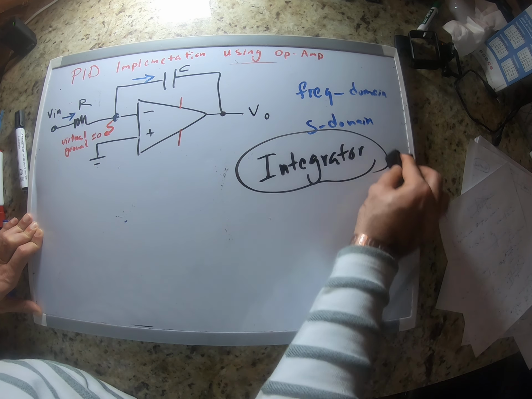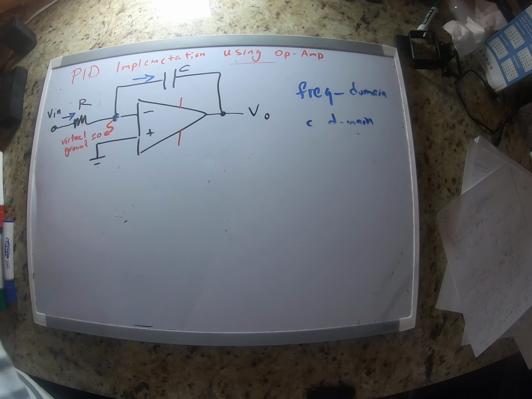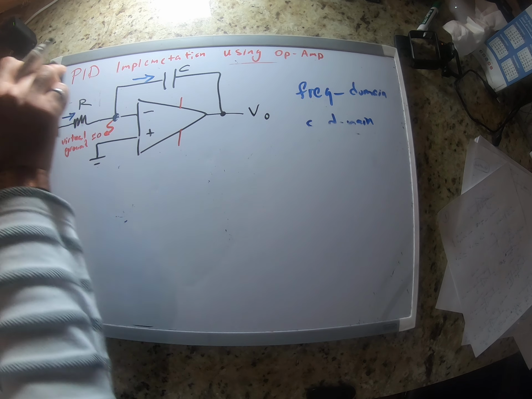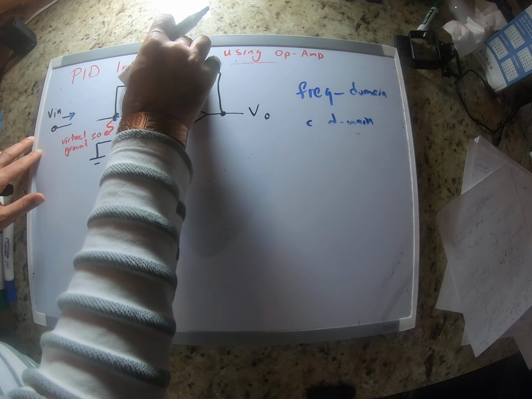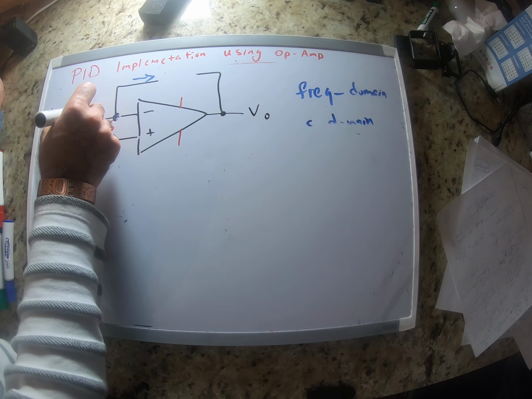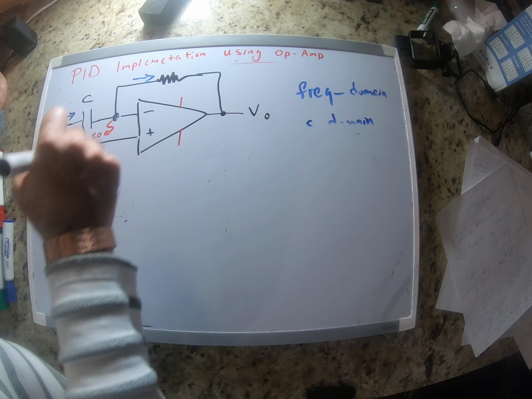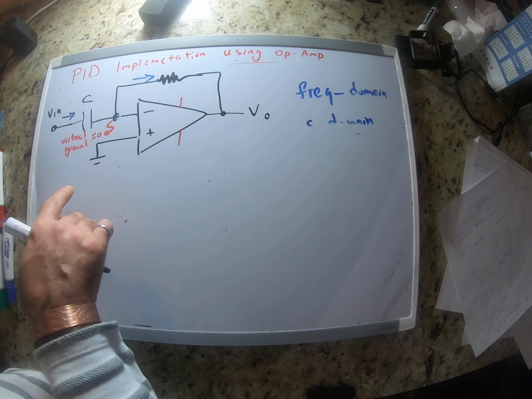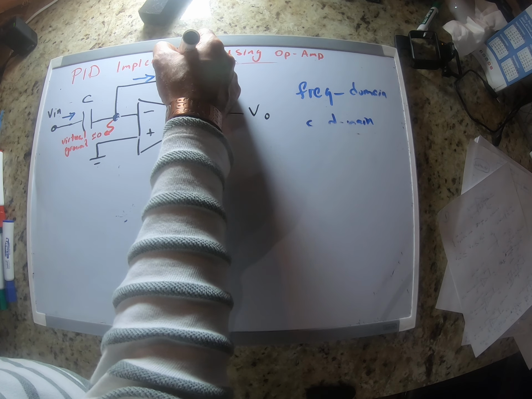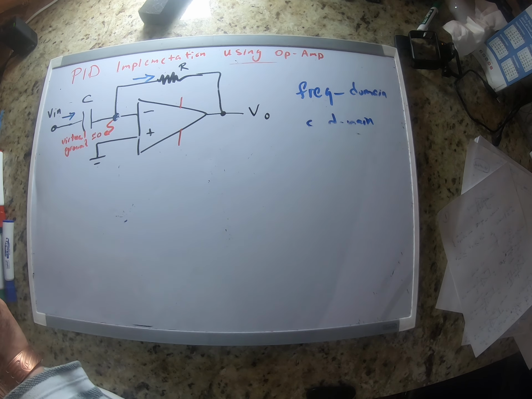Another circuit that I want to show you. I promise you this is the last circuit. I'm just going to switch these two elements. Let's have this one C, this one R. So again, an RC circuit, but this time the resistor is in the feedback.